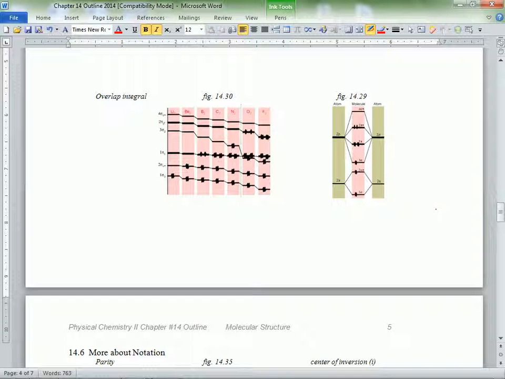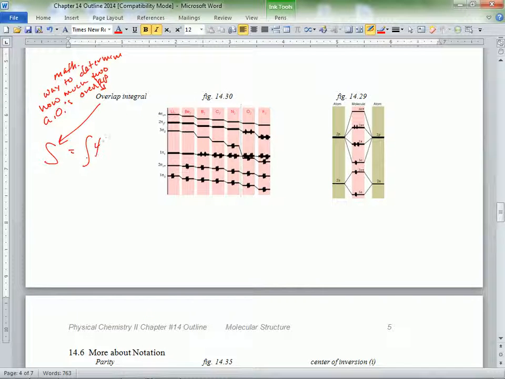Overlap integral. I'd say something like a mathematical way to determine how much two atomic orbitals overlap. Right? It's the constructive interference idea. The book gives it the big symbol S, as an overlap integral.